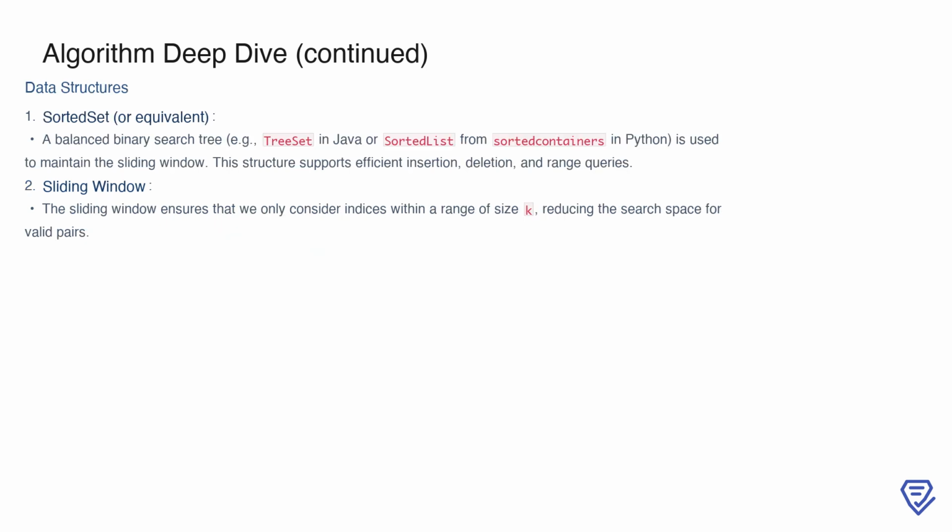The optimized solution relies heavily on two key data structures. The first is the sorted set, or an equivalent balanced binary search tree. This structure allows us to maintain the sliding window of elements while supporting efficient insertion, deletion, and range queries, all in logarithmic time. Examples include TreeSet in Java or the SortedList from Python's sortedcontainers library. The second is the sliding window itself, which ensures that we only consider indices within a range of size k. By combining these two components, the algorithm efficiently narrows the search space and checks for valid pairs without unnecessary computations.